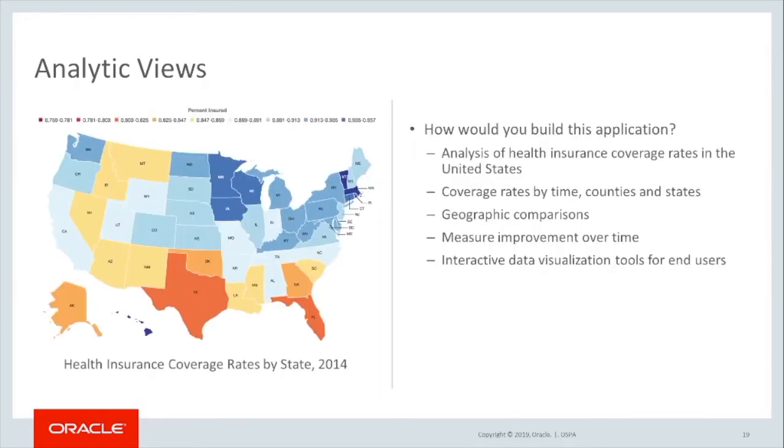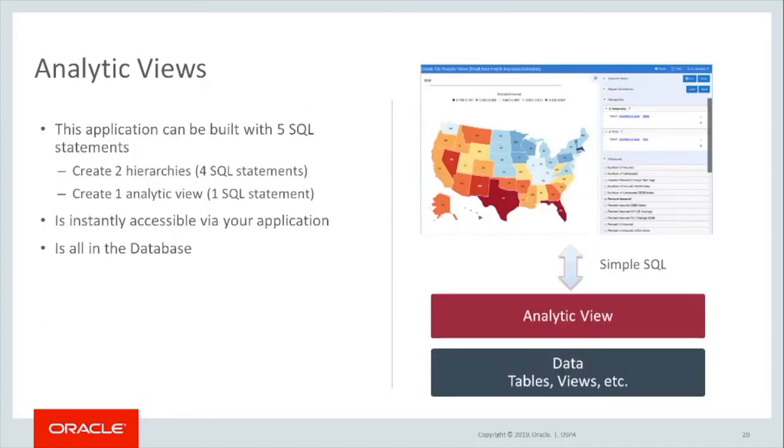Let's take a look at an example. If you wanted to look at health insurance coverage rates in the United States, the analysis could include coverage rates by time, counties, and states. It would need to allow for geographic comparisons, measure improvement over time, and interactive data visualization tools for end users. With analytic views, the application could be quite simple, just 5 SQL statements using 2 hierarchies and 1 analytic view. Data could be leveraged by most any application, and it's all stored in the database.